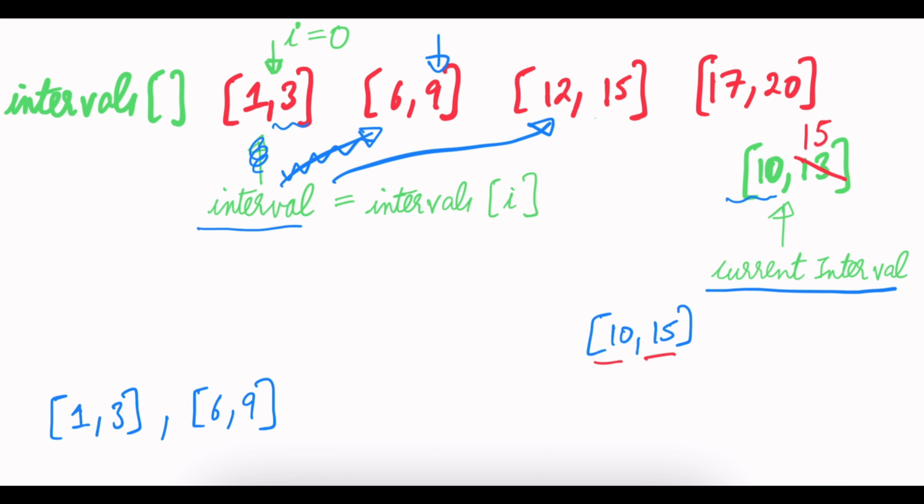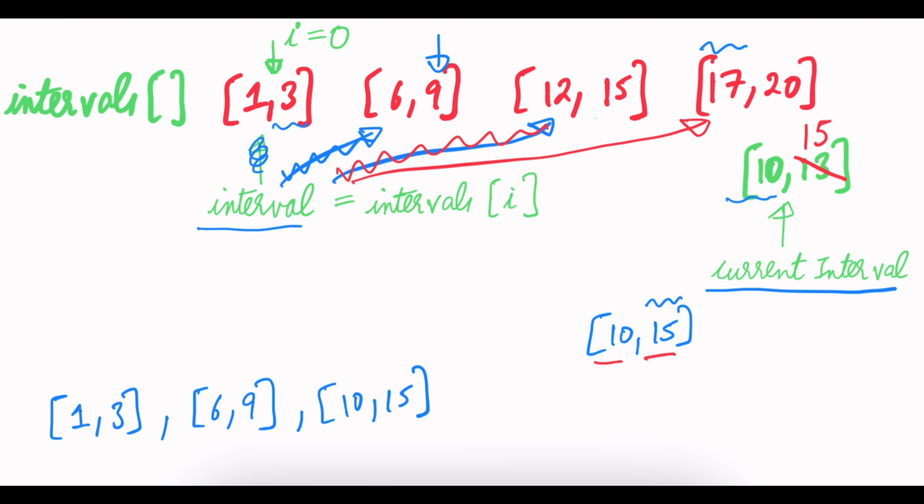And now we move on to the next interval, which is 17, 20. So this interval variable is going to be 17, 20. Here, as you can see, now our interval start value is greater than the end value of current interval 10, 15. Now what happens is we can simply add this current interval to our new array of intervals. So we simply add 10, 15 here.